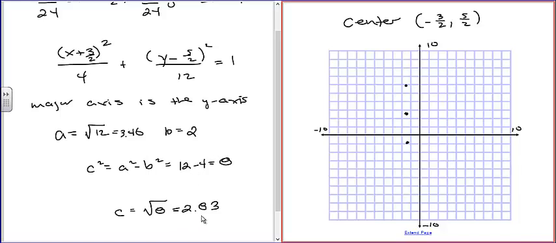Now the location of the foci are 2.83. So we go 1, 2, 2.5, 2.83. So that's pretty close to the edge, and you'd have the same kind of thing down here. And then on the minor axis, we're going to go 2 units. So we go 1, 2 to the middle, 1, 2 to the middle of that. Now we can draw our box.